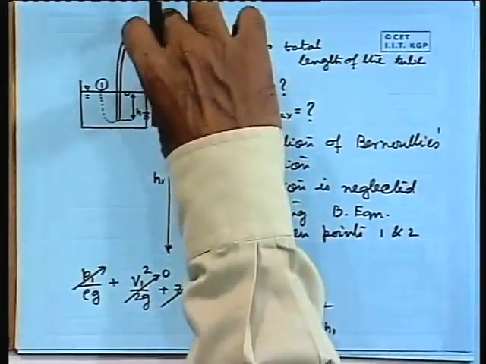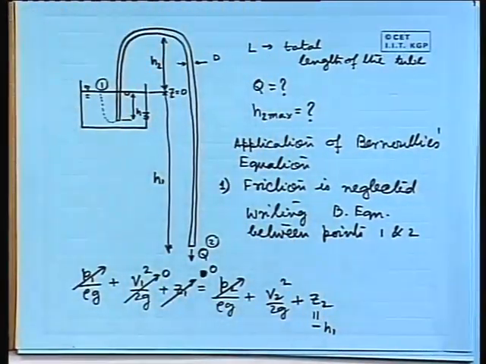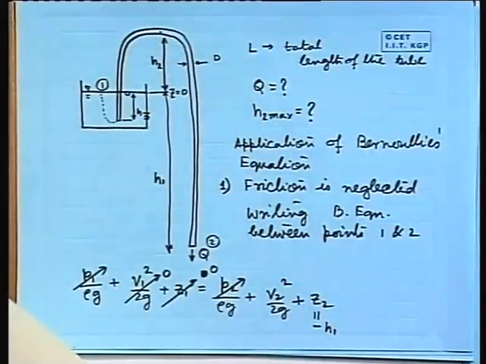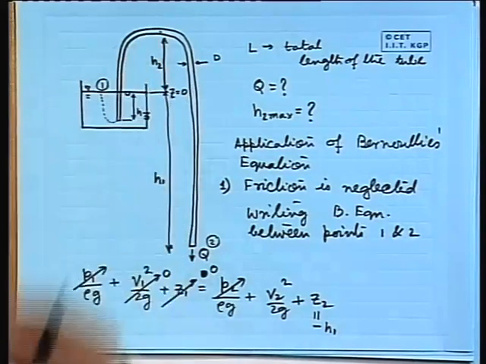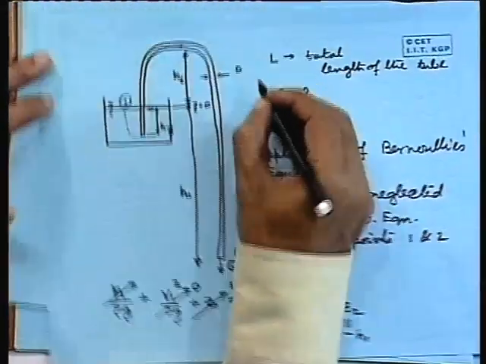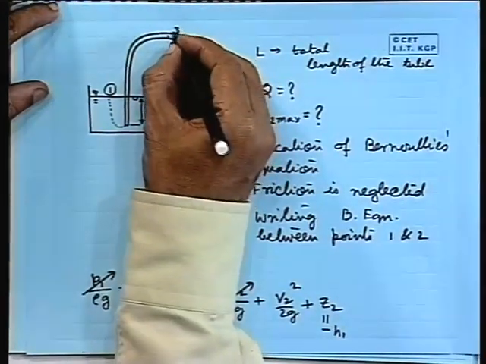Second question, what could be the maximum value of H? You see, H2, sorry. If we calculate the pressure at this point corresponding to H2, we will get a pressure which is below atmospheric. We can do that very easily. So let us call this point, point 3.